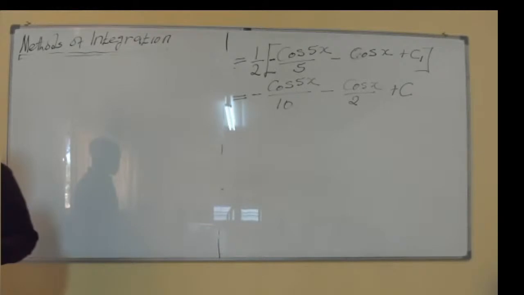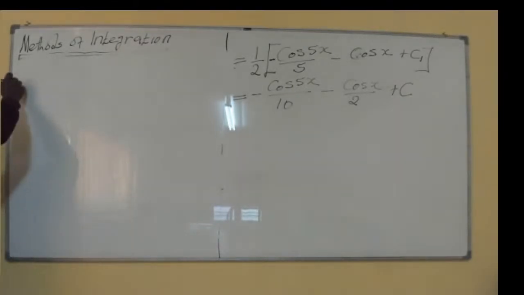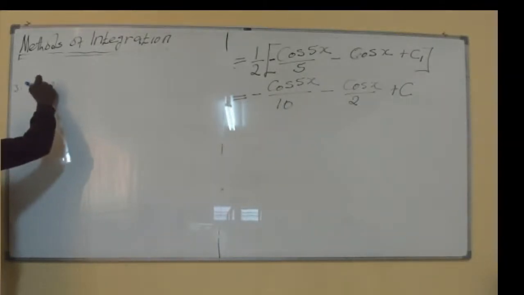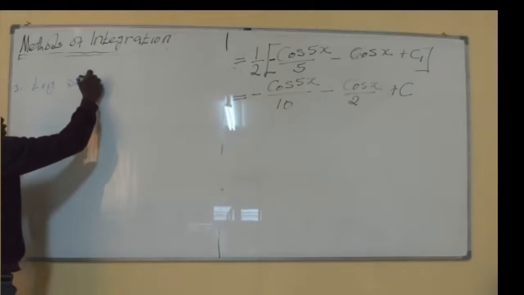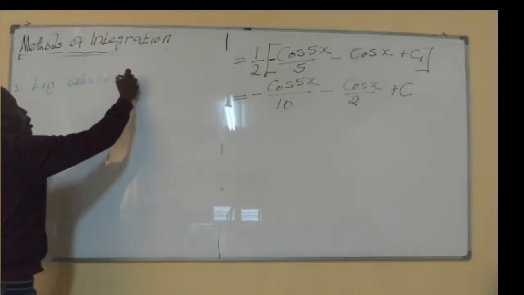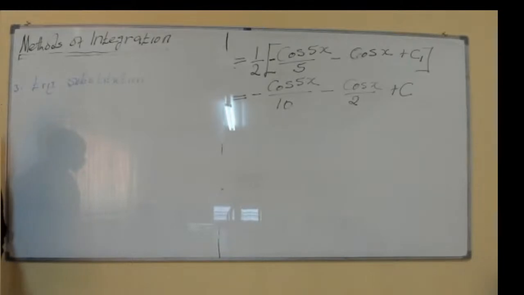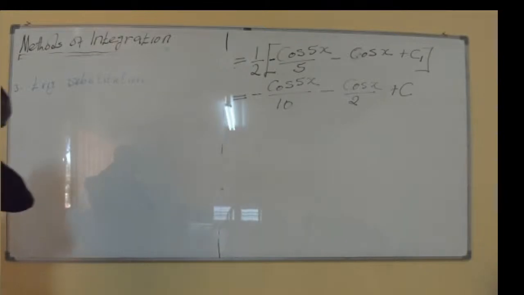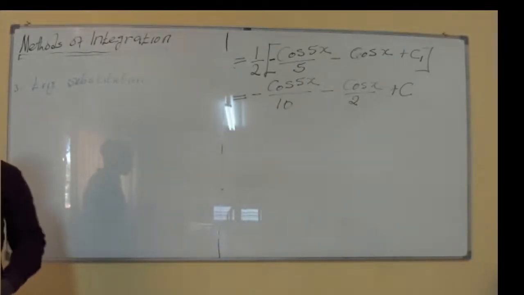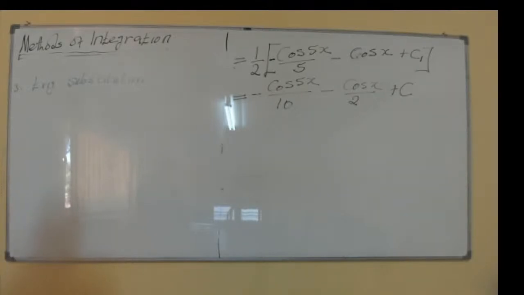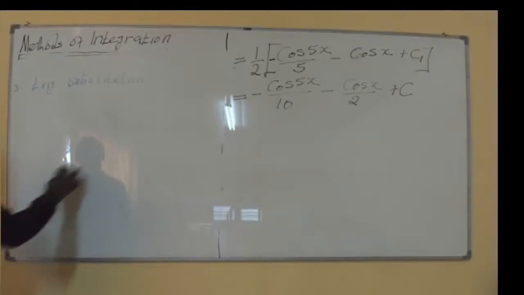Okay, now let's look at this. Let's look at a situation where this is part 3, where we use trig substitution. The first part was algebraic substitution. The second part was a situation where we employ the use of trigonometric identities. Now this third part is where we use trigonometric substitution. Okay, so I'll just go direct.